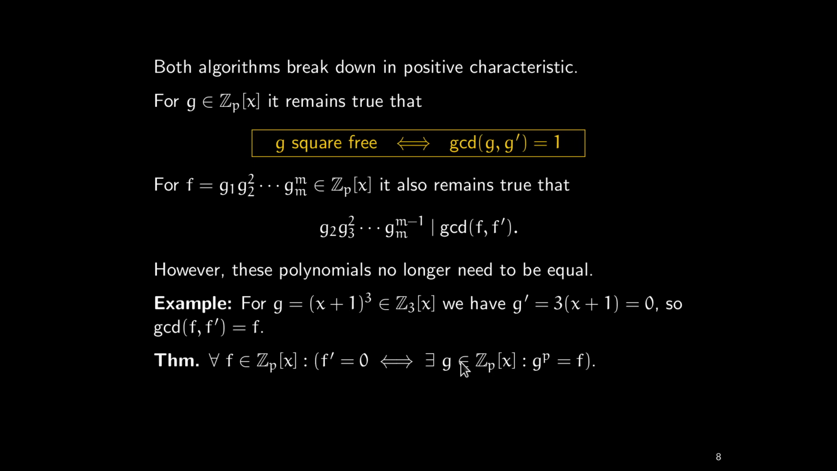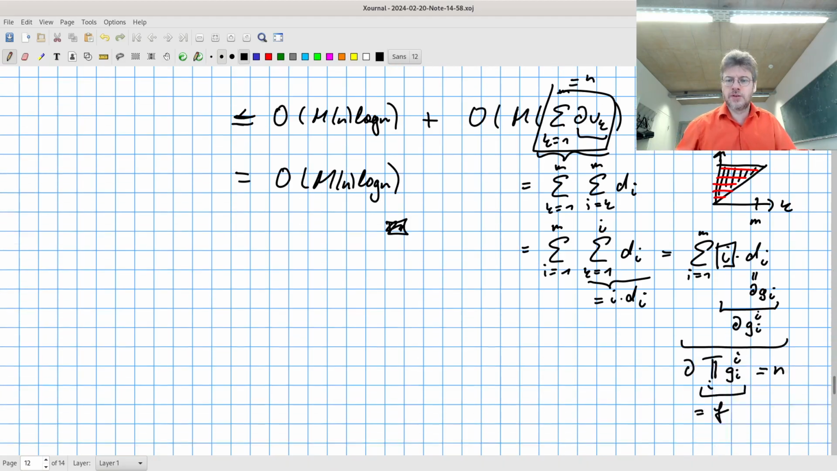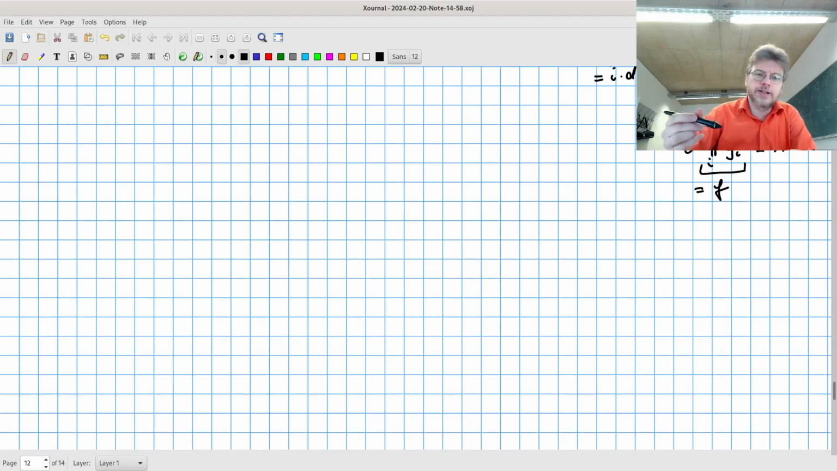And in some sense, this example is the only counterexample. That's the only thing that can go wrong, and that's what this theorem says. The derivative of a polynomial can be 0 if and only if the polynomial is a pth power of another polynomial, where p is the characteristic of the field. So let's see why this is true. It's easy to show, just a little calculation.